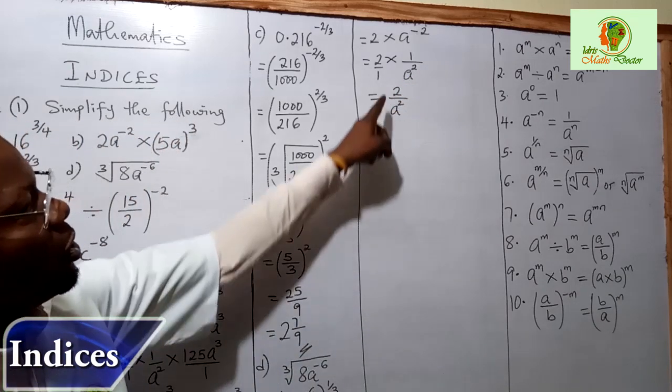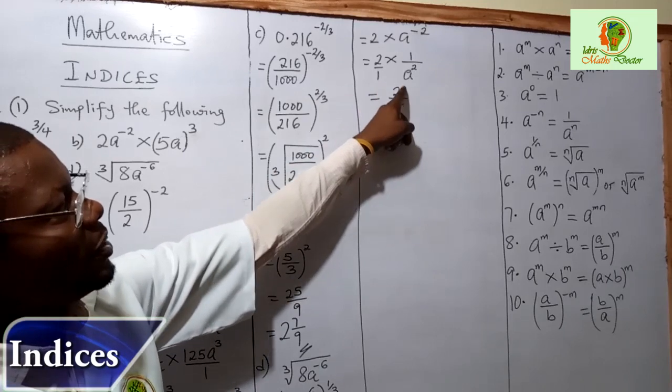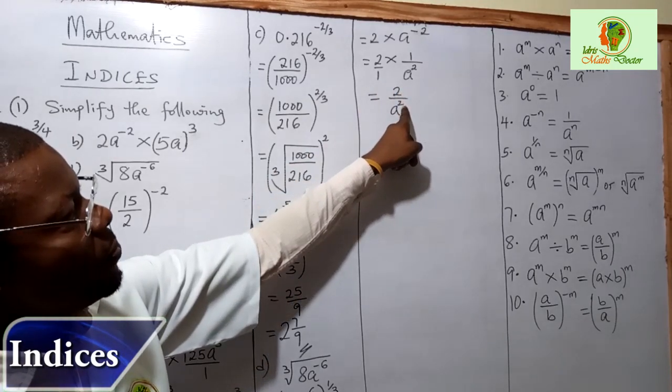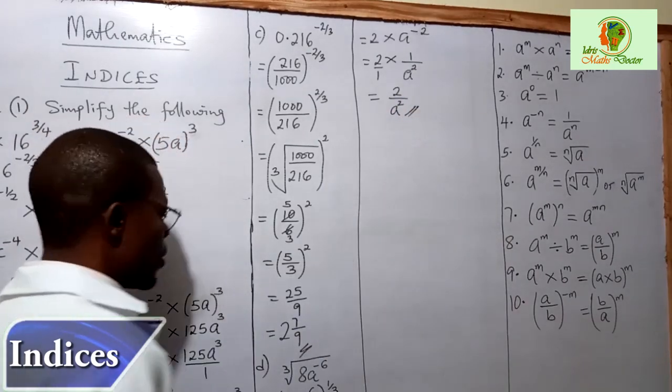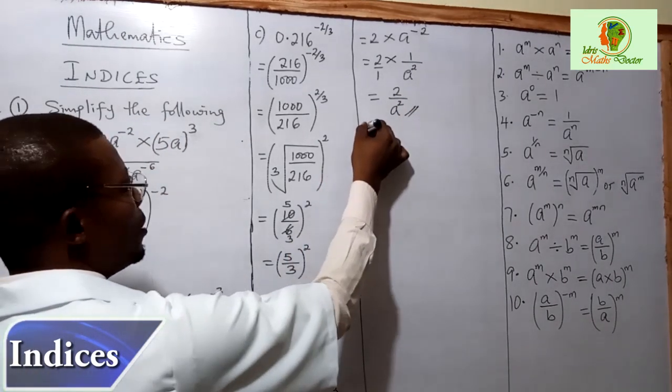Please, it is wrong to cancel this and this. This a raised to power 2 means what? A times a. So we have this as the answer. You stop there. Question E.